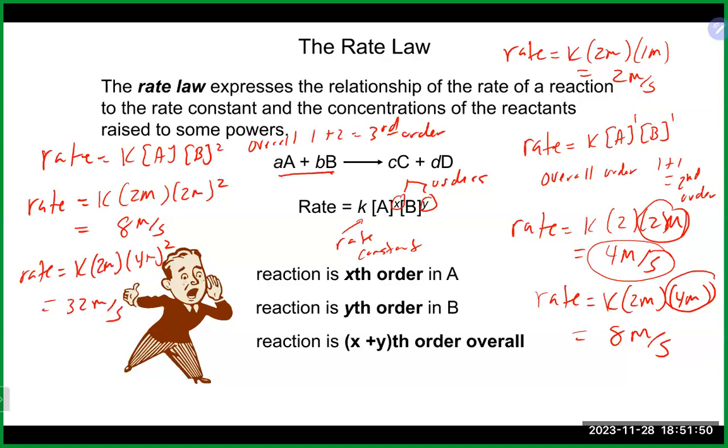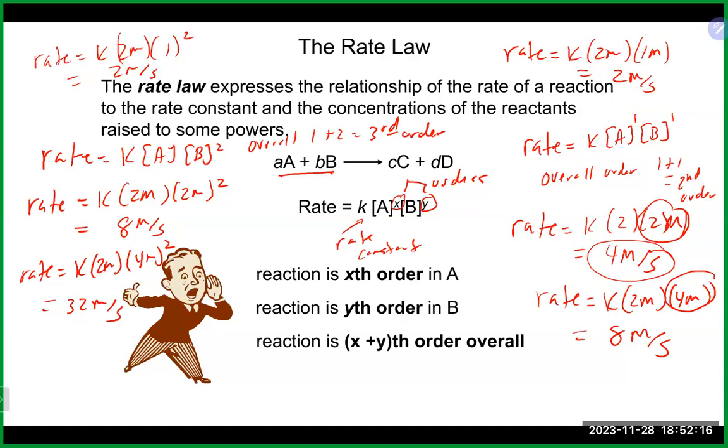I now double the concentration of B, but my rate actually went up by a factor of 4, right? So I made it 4 times as fast. And if I lowered my concentration of B there to 1, we would end up with 2 molar times 1 squared, which gives me 2 molar per second. I dropped my rate by a factor of 4.